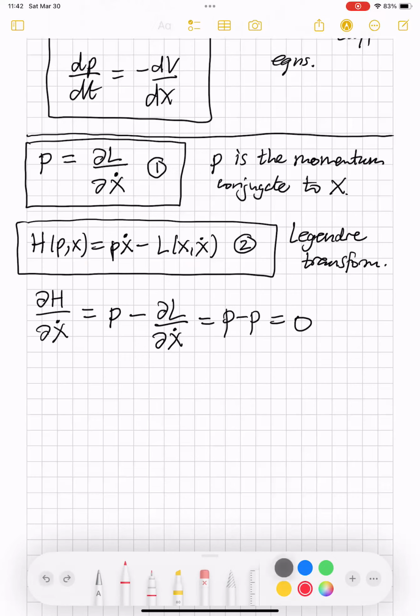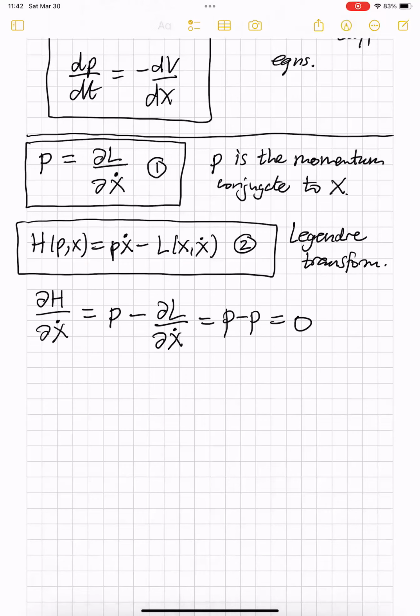What I'd like to do next is derive some equations of motion. So the way I'm going to do it, let me take a look at what is dH. Well, I know that H depends on p and x. So first of all, it will be ∂H/∂x times dx plus ∂H/∂p times dp. Okay? So I calculated this variation using the left-hand side of equation 2. But now let me calculate the variation using the right-hand side of equation 2.